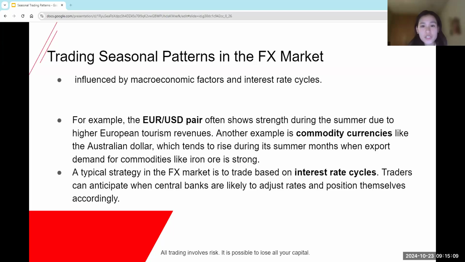So a typical strategy in the FX market is to trade based on interest rate cycles. So traders can anticipate when central banks are likely to adjust rates and position themselves accordingly. So for instance, if we know that the seasonal economic activity in Australia will lead to a central bank rate hike, we might buy Aussie dollar in anticipation of this move.